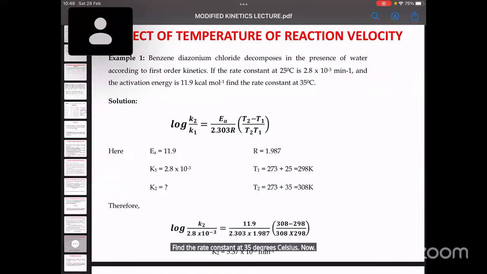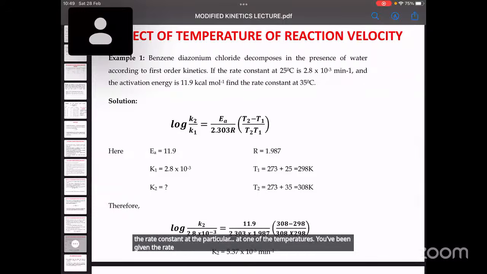Now, in this case, you'll be given the activation energy, and you want to calculate the rate constant at one of the temperatures. You've been given the rate constant at a temperature, and you have to calculate the rate constant at another temperature. So by the time you do all this, you can see this is how it's done. Then you can get that rate constant.